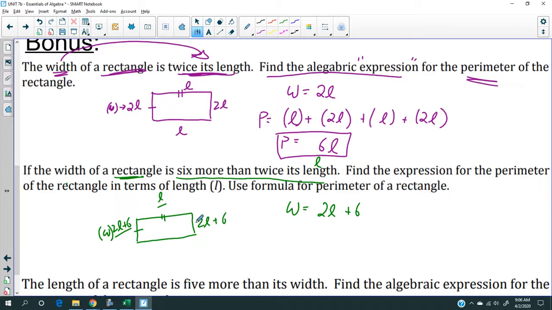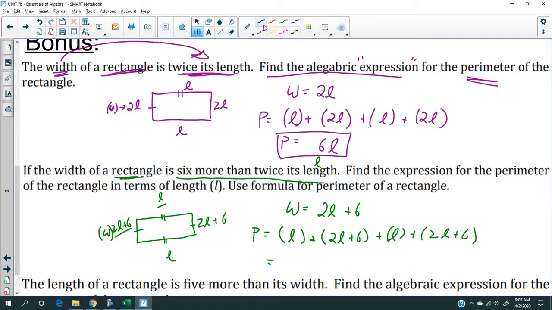Because opposite sides of a rectangle are equal, right? Now there's a word for it. We call it congruent. Okay, we don't say equal. We'll get into that later. So this is the same. So that's also L. So we got L's here, the lengths, and then we got the widths, which is both 2L plus 6. So let's write that out. So we have L plus 2L plus 6 plus L plus 2L plus 6. That's all four sides here, right? First side, second side, third side, fourth side.